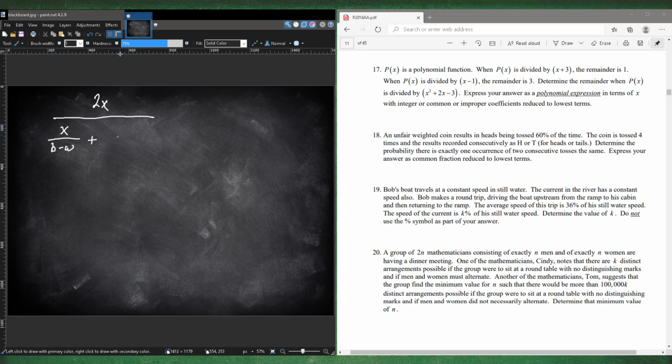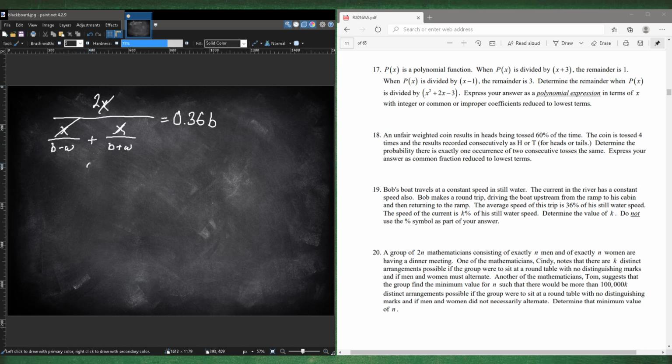Now what's the time going down the stream? Well, it's the distance divided by the speed going down. Now the water is working with you, so it would be B plus W. And that overall speed is equal to 36% of his still water speed, so it's 2x over that equals 0.36B. I know we could cancel out the x's because it's x divided by x.